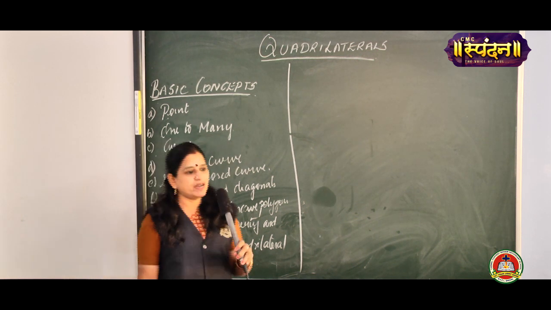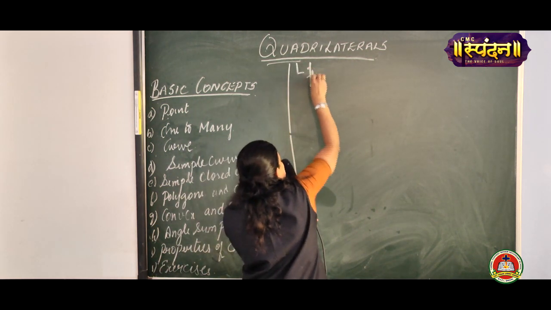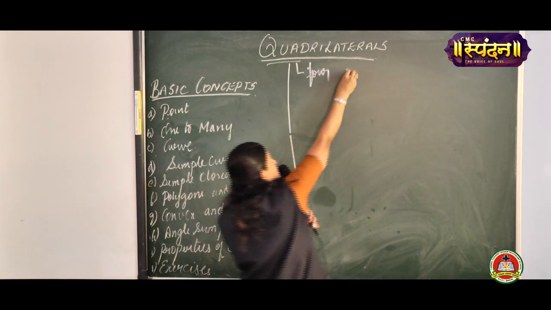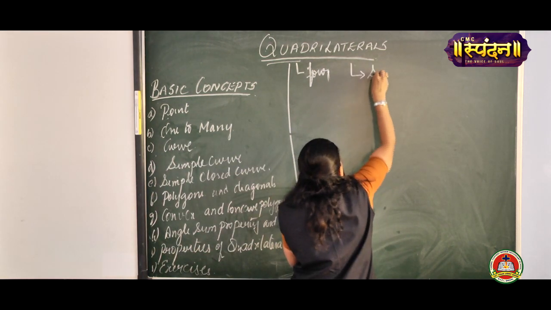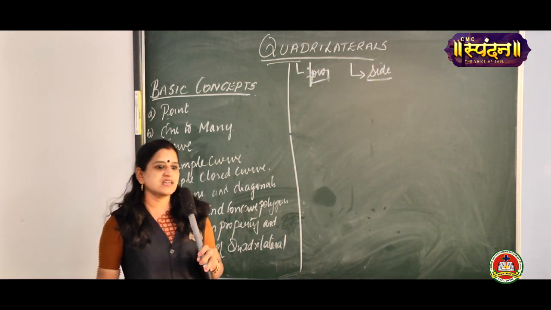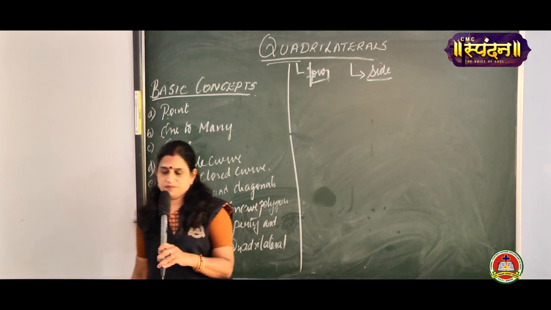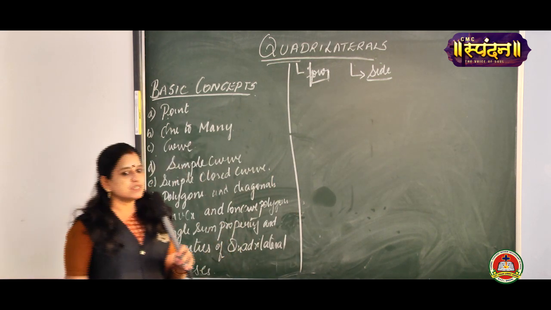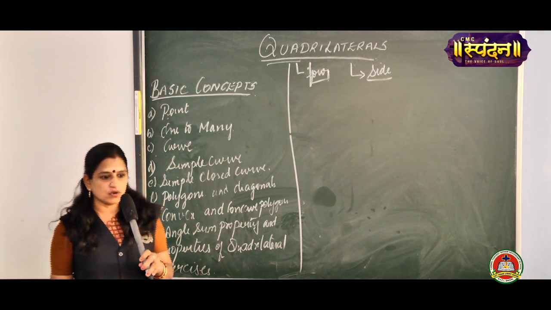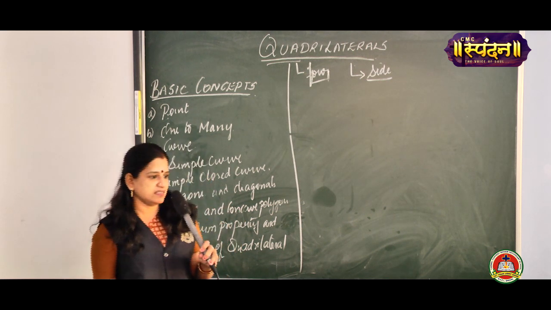What do you mean by quadrilateral? Quad means 4 and lateral means side. That means 4 sides. A 4-sided figure, you call it a quadrilateral. Before getting into the chapter, let us see some of the basic concepts you have learned in your earlier classes.